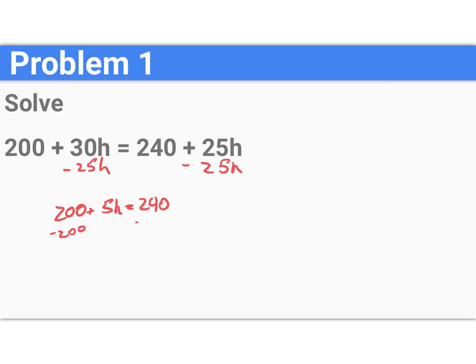Then I subtract my 200. And I get 5h equals 40. And I divide both sides by 5. And I get h will equal 8. Let's look at our next example.